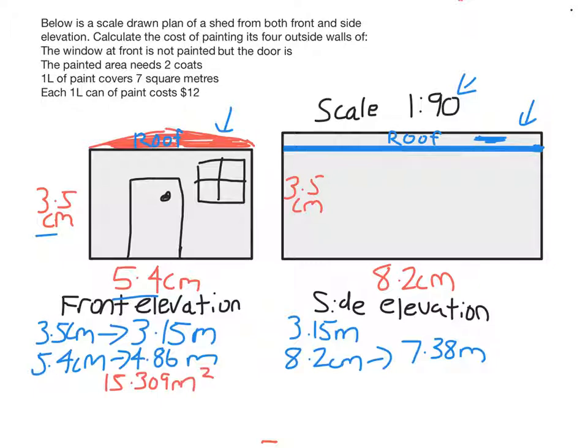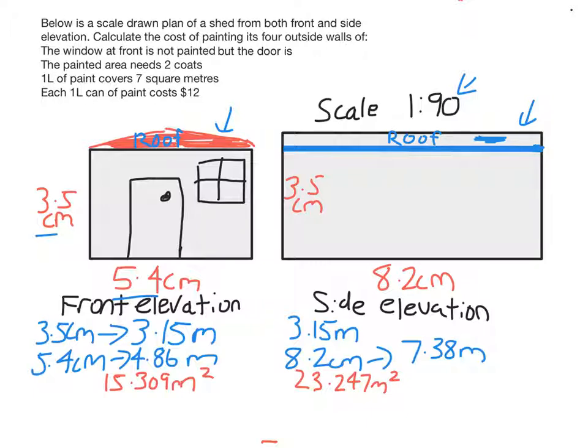And then I'm going to do the same for the side walls. I just go 3.15 times 7.38 meters, and I get 23.247 meters squared. I'm not going to round either of these at the moment because there's only 3 decimal places to write, and if I round now, my calculations down the track will be inaccurate.